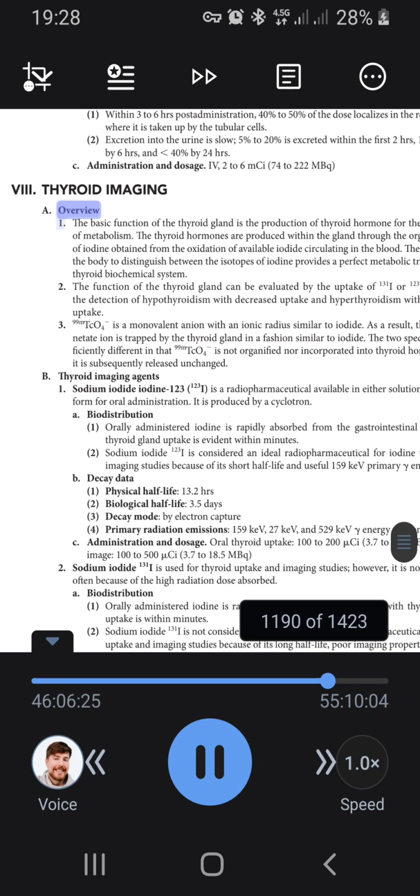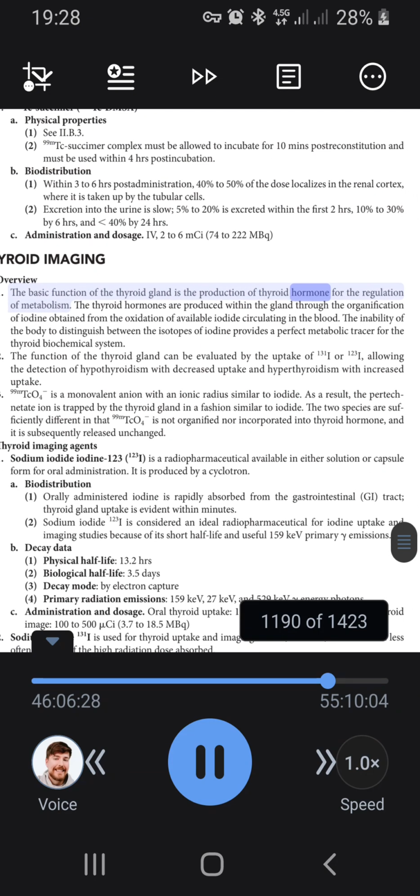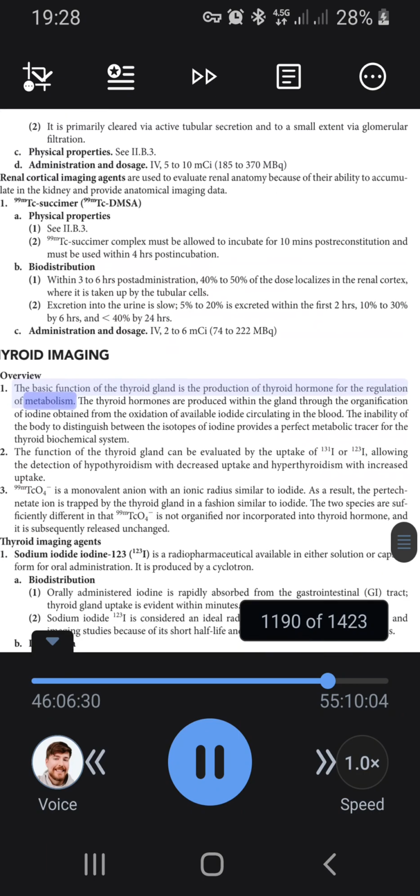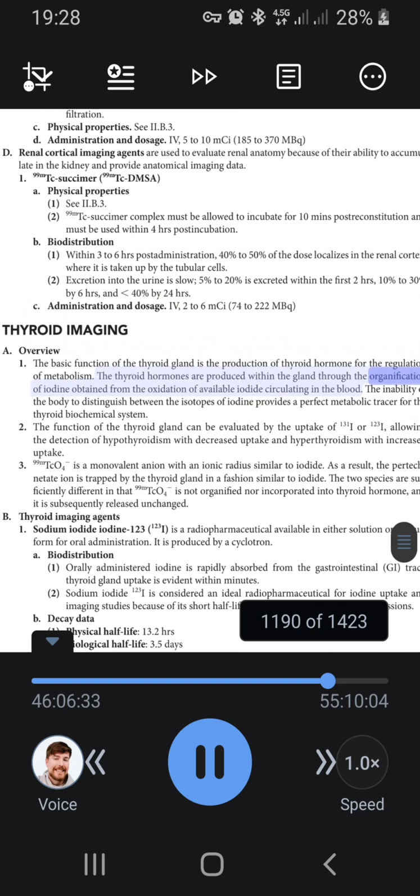Overview. 1. The basic function of the thyroid gland is the production of thyroid hormone for the regulation of metabolism. The thyroid hormones are produced within the gland through the organification of iodine, obtained from the oxidation of available iodides circulating in the blood. The inability of the body to distinguish between the isotopes of iodine provides a perfect metabolic tracer for the thyroid biochemical system.